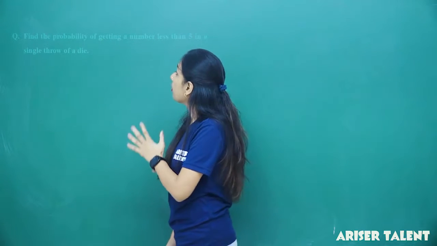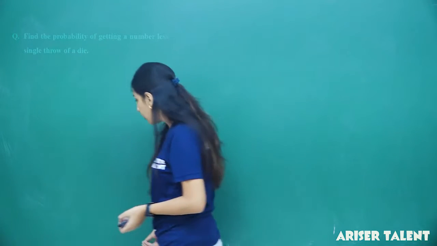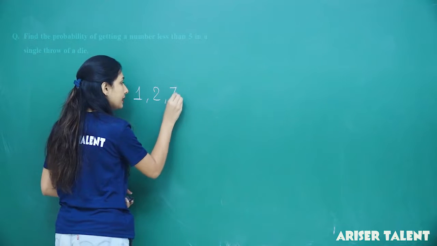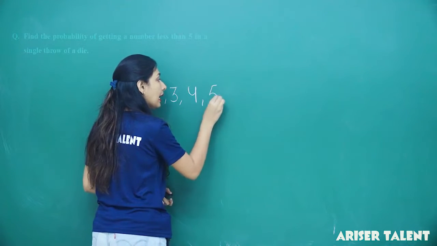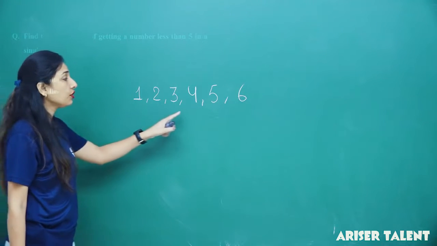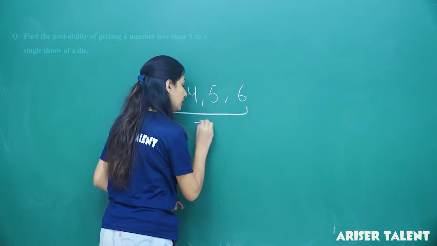Now the question is asking for the probability of getting a number less than 5. I am not talking about whole numbers. You should not add 0 or negative numbers. I can have only these 6 outcomes on a die: 1, 2, 3, 4, 5, 6. Now it's saying the total outcome is this.